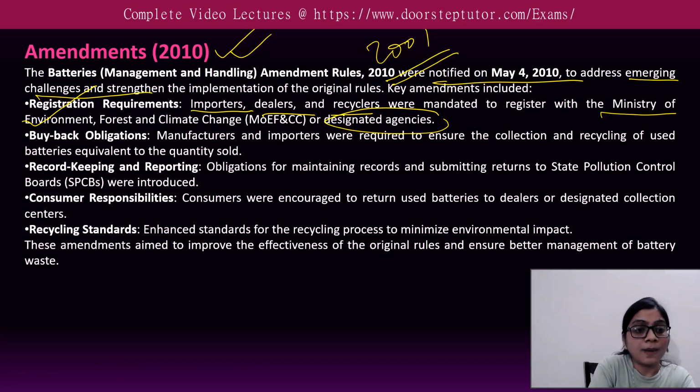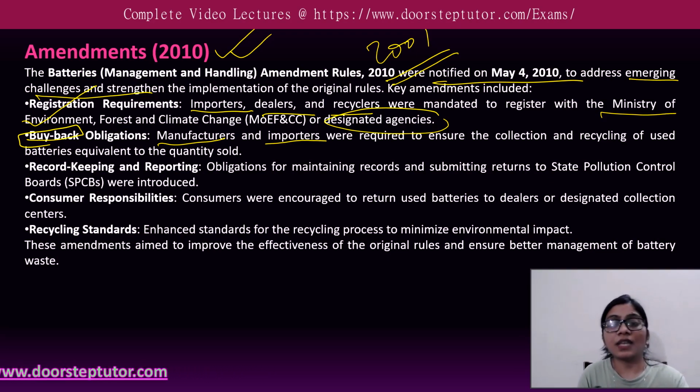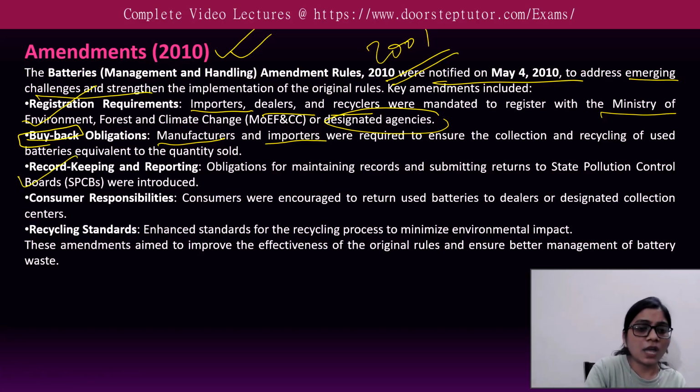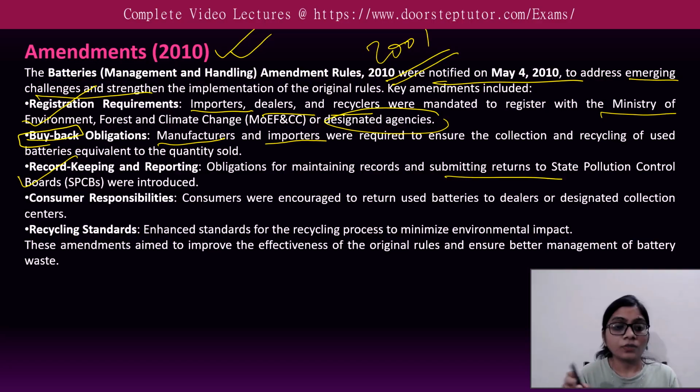And then a buyback obligation was mandated on the manufacturers and importers. Why? Because this way they will be collecting the waste, especially the battery waste we are talking about here, and then they will be recycling it. Then they also have to keep records, and also submit returns to SPCBs. Okay, so that was also introduced under this amendment.